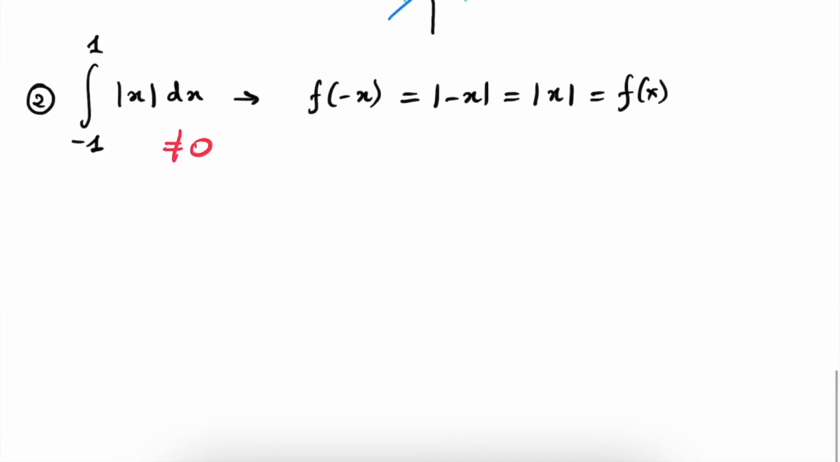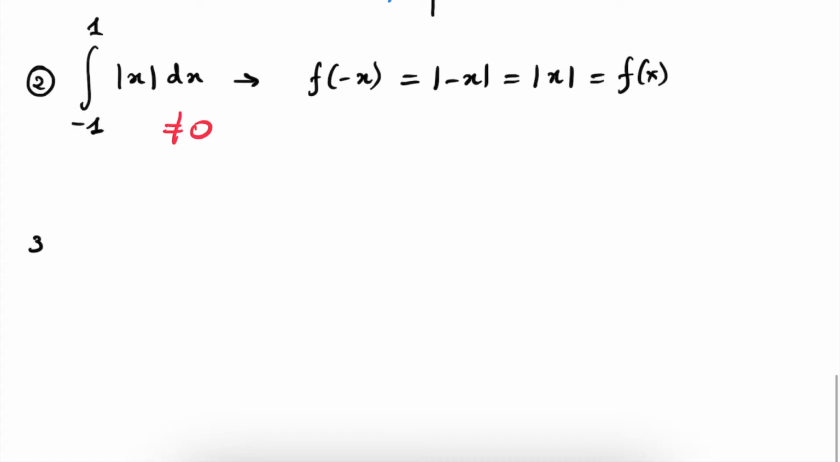Let's go to a more complicated exercise. So we have to integrate from -2 to +2 the following function: x times the square root of x squared minus 1 dx.